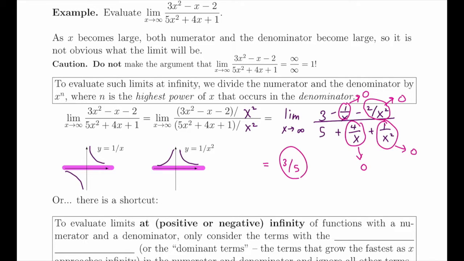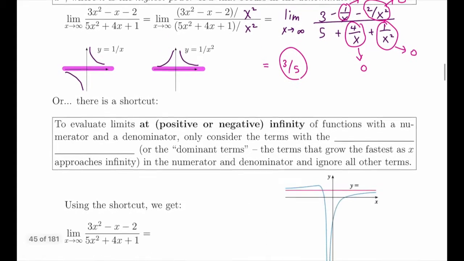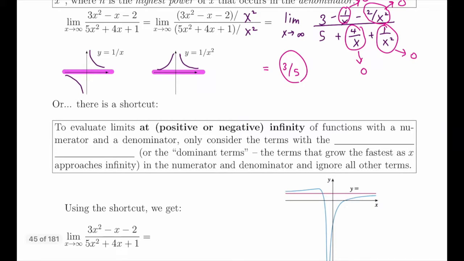Now, this is a perfectly reasonable way to answer this question, but there is actually a shortcut that you might want to think about using. This only works if you have a limit at infinity, positive or negative infinity, and you have a numerator and a denominator. Then only consider the terms with the highest power, what we will call the dominant terms, in the numerator and the denominator, and then ignore all the other terms. That will simplify your limit, and then it'll become easy to answer.